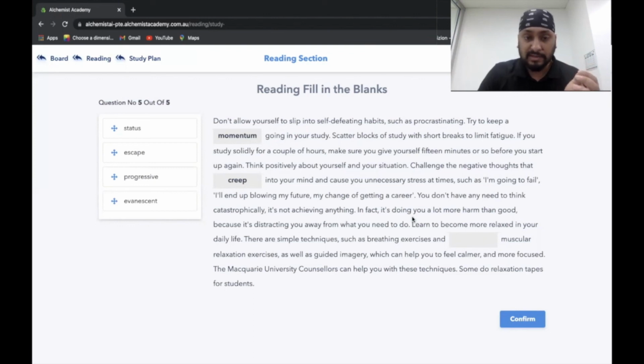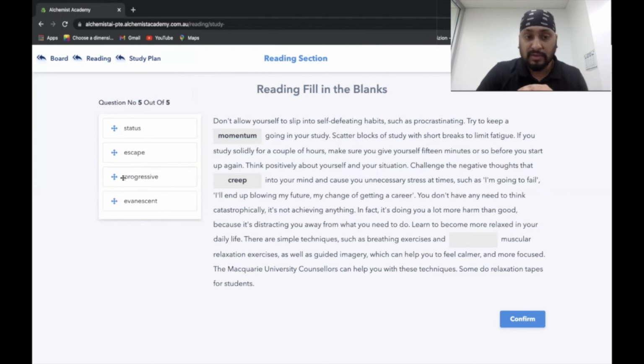Learn to become more relaxed in your daily life. There are simple techniques such as breathing exercises and dash muscular relaxation exercises. Muscular, okay. So muscular is, let's say, an adjective. Now, you can say what kind of muscular activities you can have. So, can I say status muscular? Collocation wise, no. Can I say escape muscular? Evanescent, I'm not so sure.